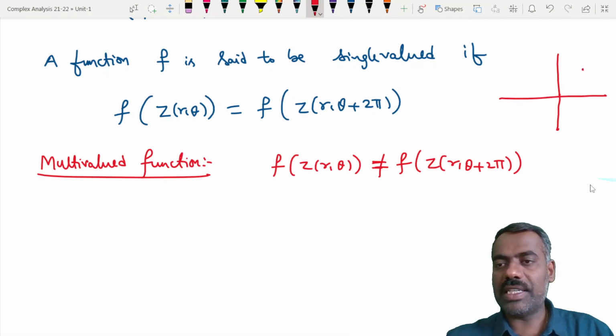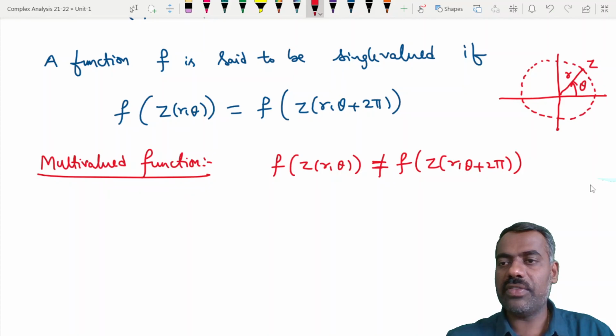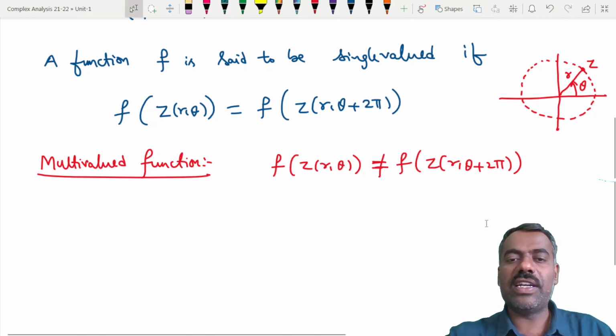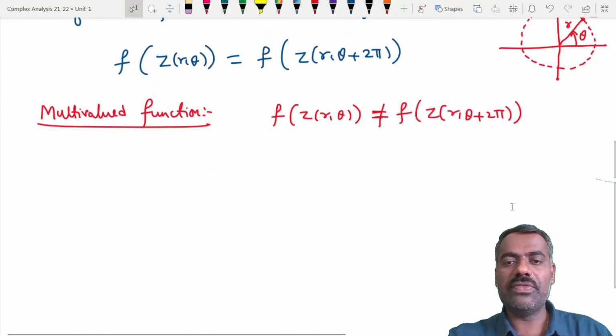So suppose this is r, and this is theta. If you go around like this, and you reach the same point again, which is a circle, then one is theta and the other one is theta plus 2 pi. If f of those two values are the same, then it is a single valued function. If their values are different, then we say it is a multivalued function. Okay, is that clear?